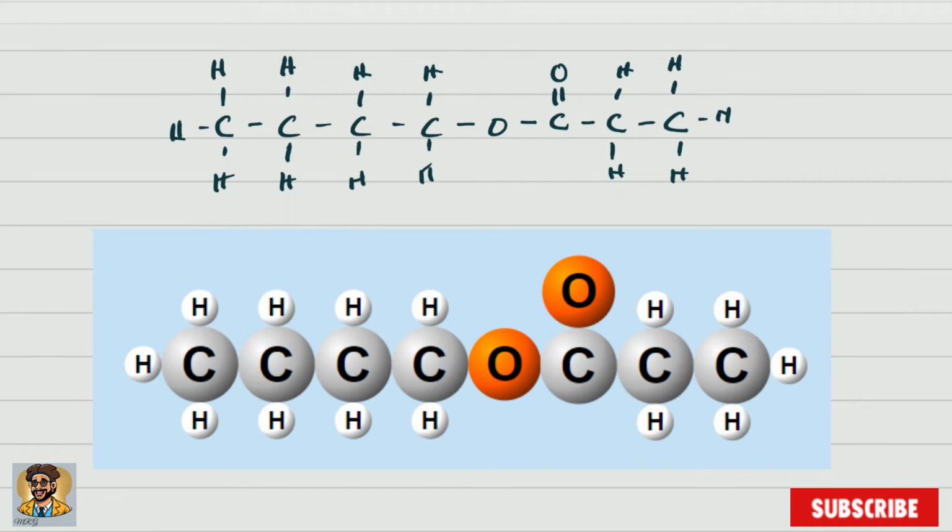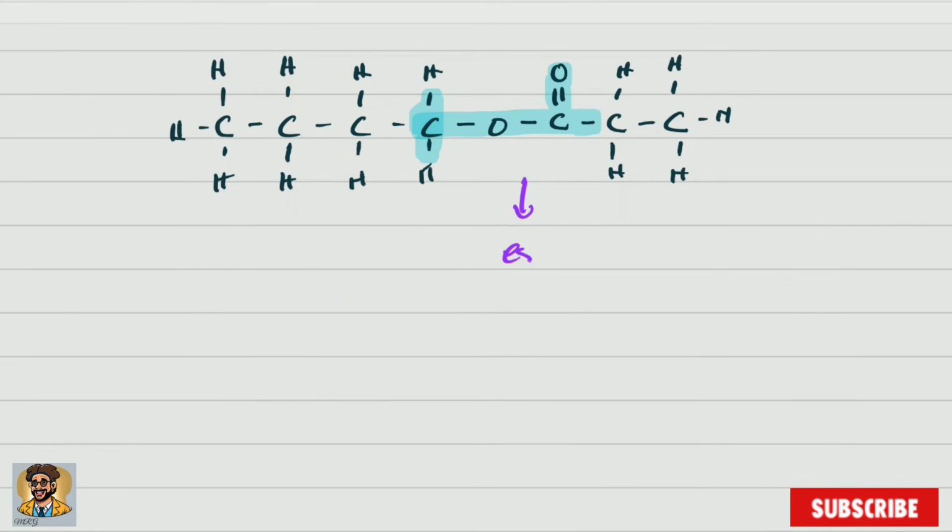We are with this specific compound. We know it's an ester because we immediately identify the functional group. Here is the functional group, and we know that is an ester. So let's write here, esters. That is the first part. This one is an ester.